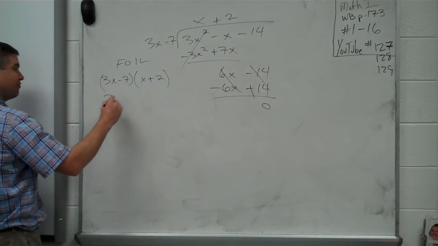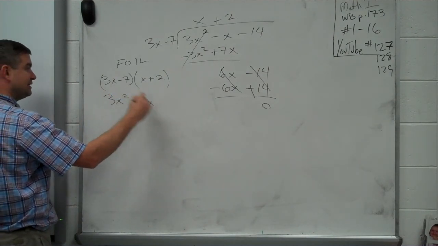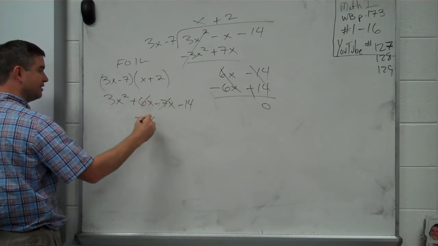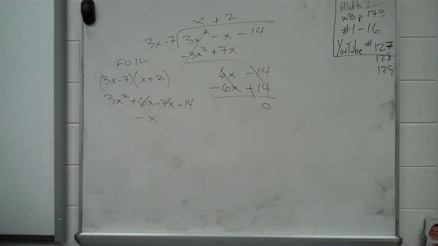Let's check it. 3x squared plus 6x minus 7x minus 14. These in the middle give us negative x. Is that what I started off with, Roy? Yes, sir. Yes, it is. So it checks. We know we've done it correct.